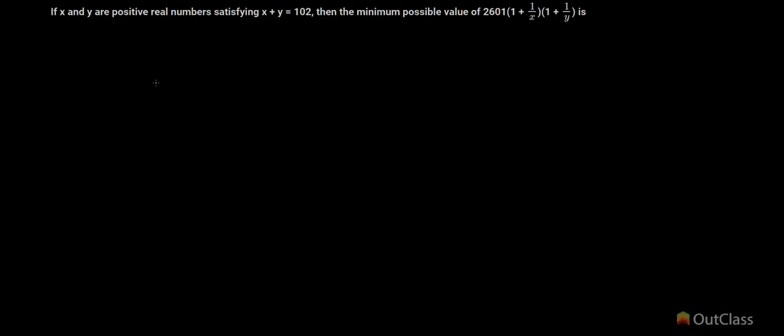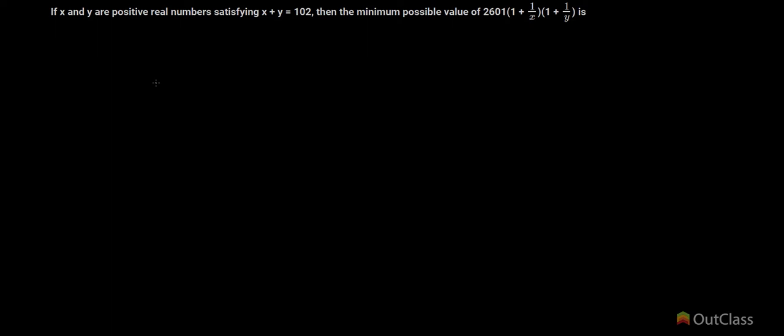If x and y are positive real numbers satisfying x plus y is equal to 1 over 2, then the minimum possible value of 2601 into 1 plus 1 by x into 1 plus 1 by y is how much?